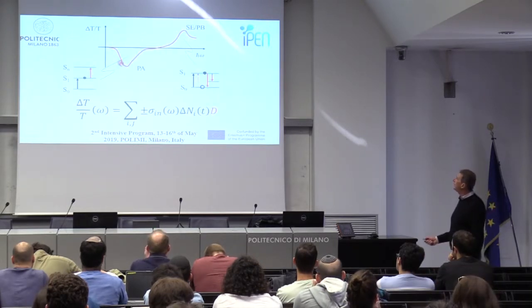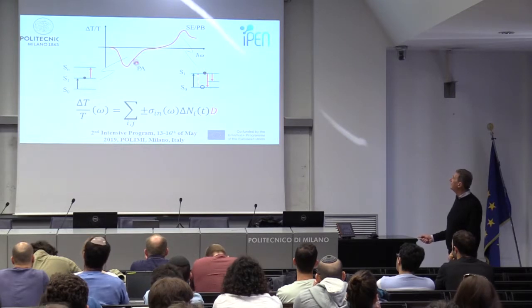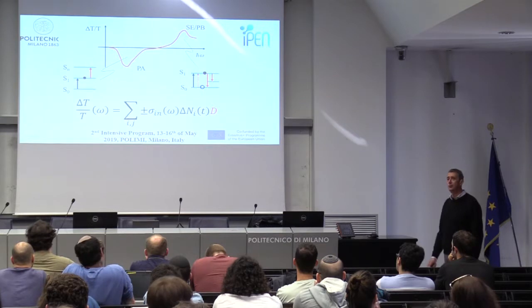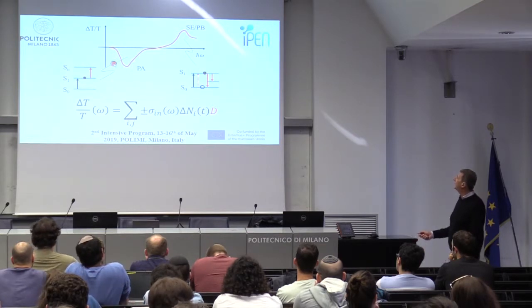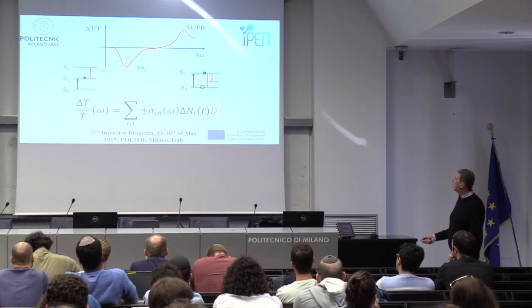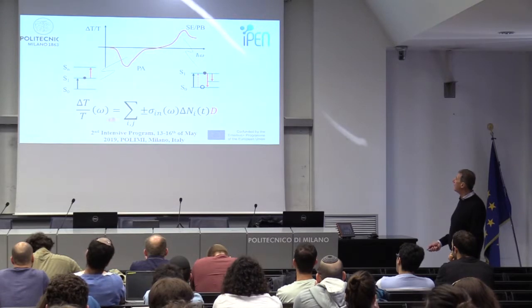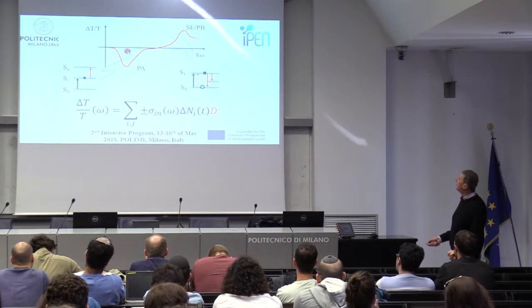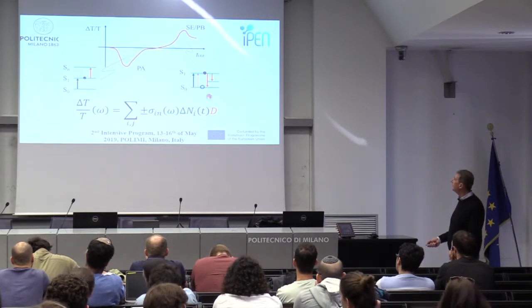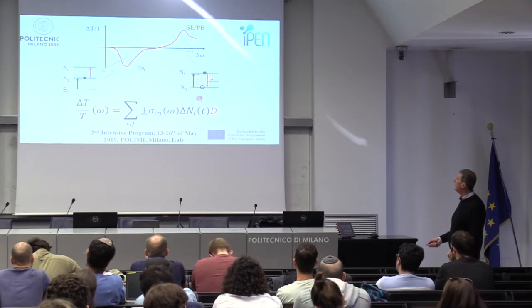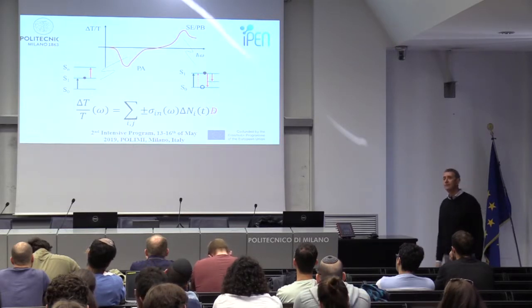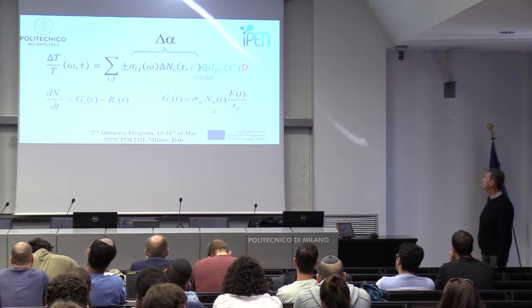Overall, a spectrum of pump probe looks like this. You see you have negative and positive peaks, which represent the two phenomena that I told you. And you can fit this spectral shape here with this simple equation, which is a sum over all the contributions that I told you. So for each peak, there is a cross-section, which gives you the spectral shape, and there is a kinetics, which is described by the population delta n. That's the spectrum of pump probe.